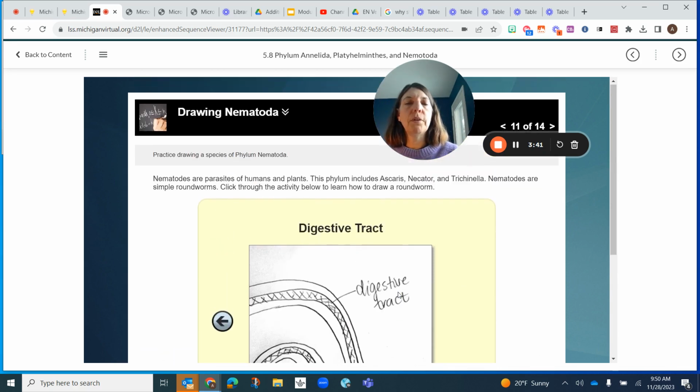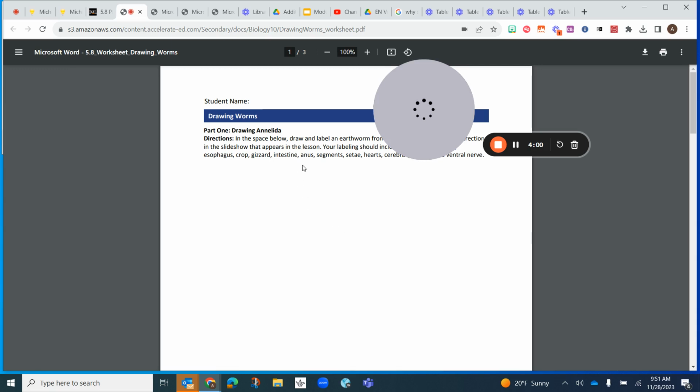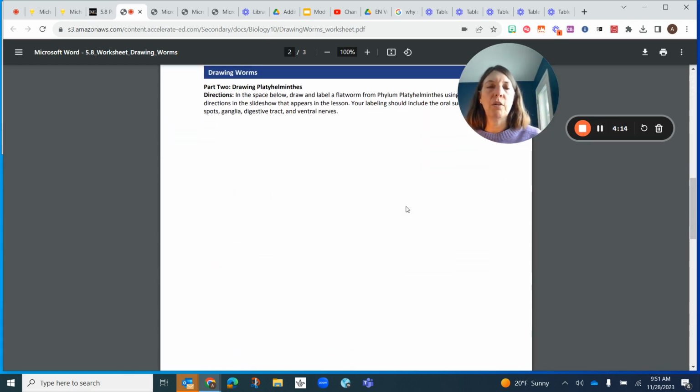So it's a little simpler because it is a parasite, and so it doesn't need to have all the same things that some of the other worms have. Knowing all of that, you're going to go to the actual worksheet and review. So remember all the different components: esophagus, crop, gizzard, intestine, anus, segments, setae, hearts, cerebral ganglion, and ventral nerve. You need to have all of those things incorporated.